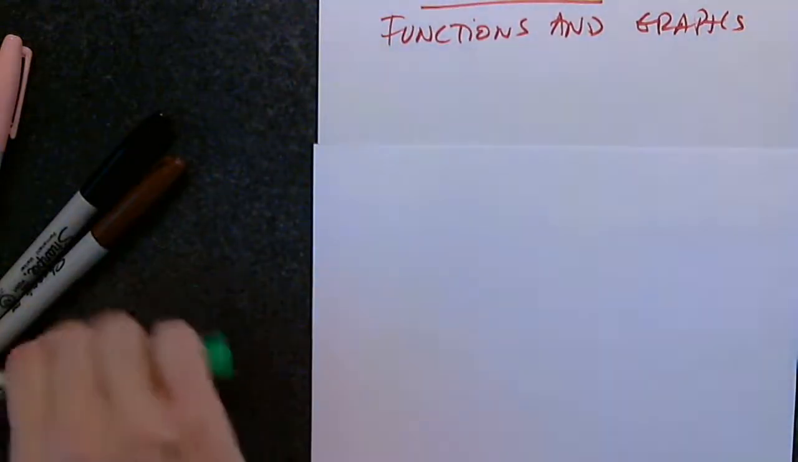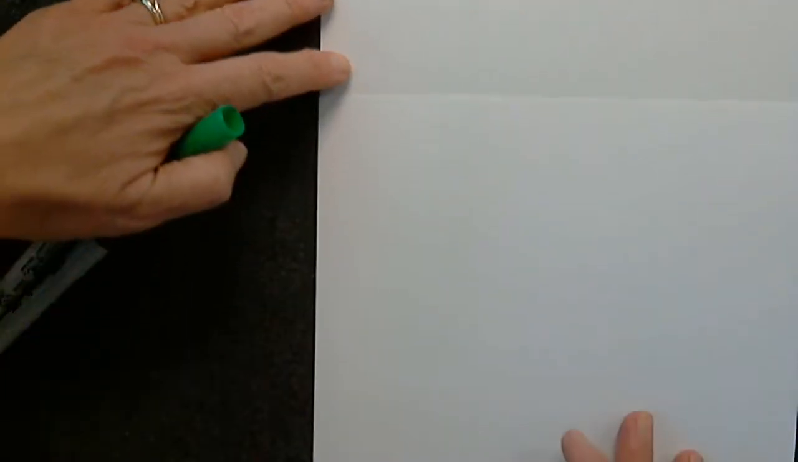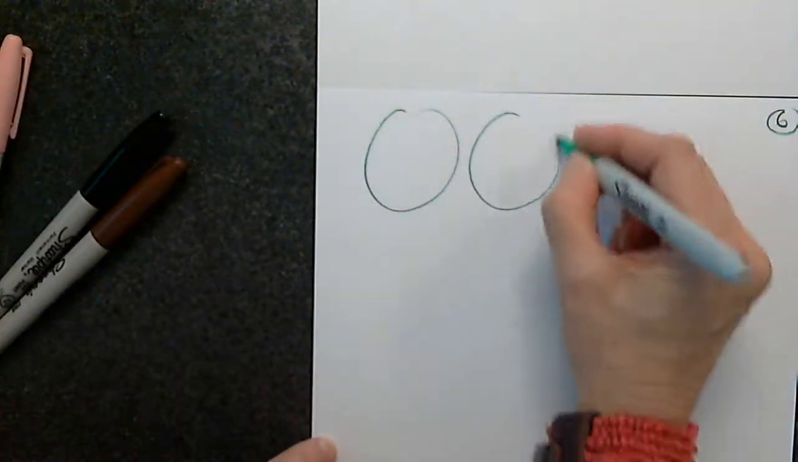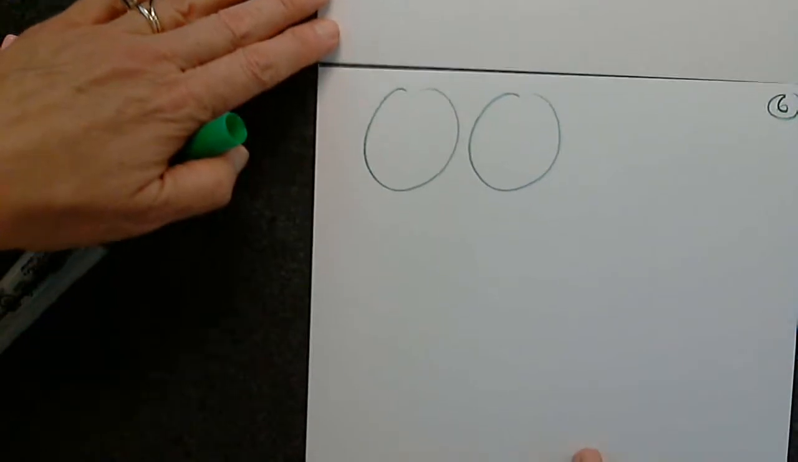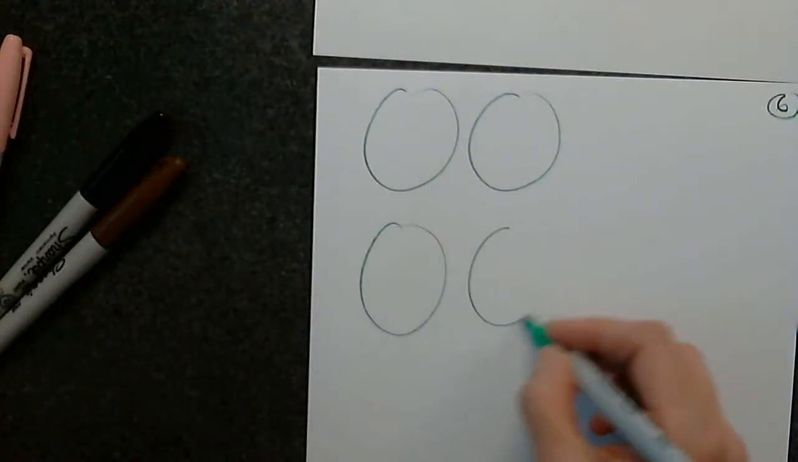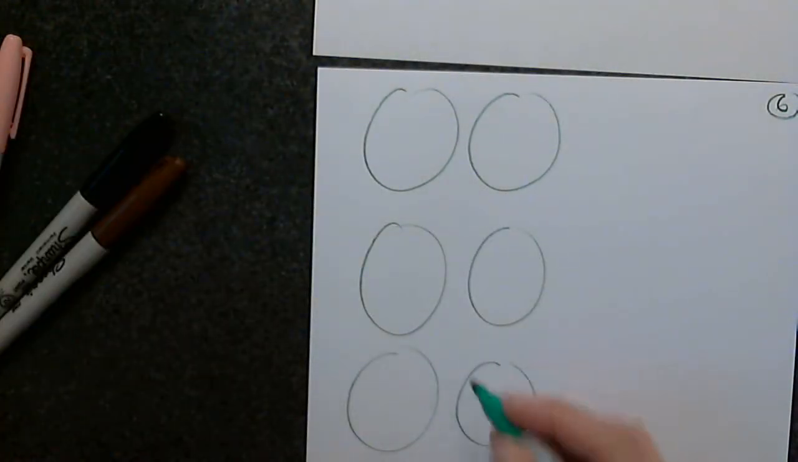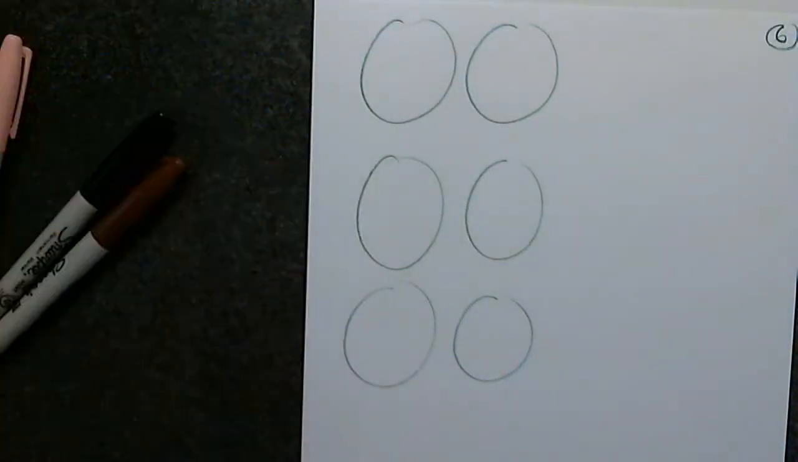I'm going to present 3 sets of bubbles. I like to call them bubbles. So this is one set of 2 bubbles, one option. Here's the second set, and here's the third set. And we will analyze these right now.